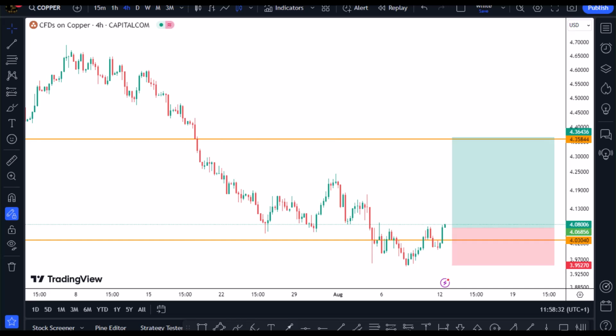Make sure you don't risk more than 1% on your account. Don't risk more than 1%. The maximum on your account should not be more than 2%. If you're a pro trader, if you really know what you are doing in trading, like what I'm going to do, I'm not going to risk more than 3-4% on my account. So make sure you understand what you are doing.